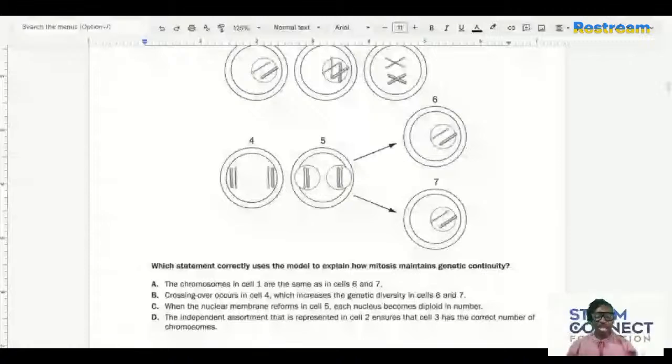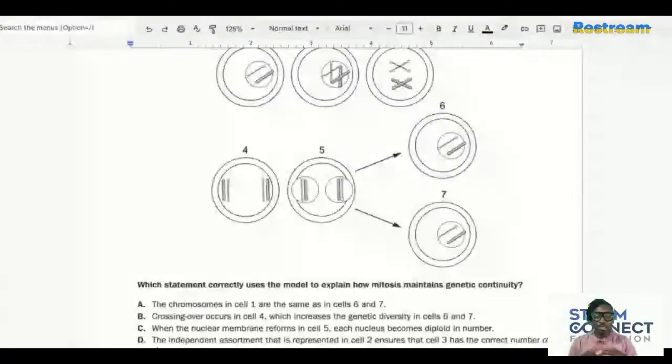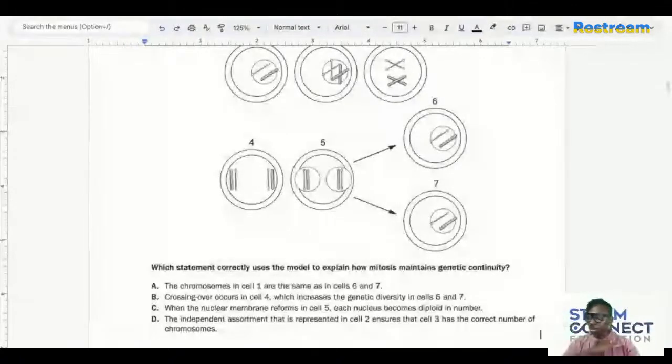Okay. So when you look at B, when you say crossing over and you see the word diversity, you don't want to see that in mitosis. You will not have any diversity in mitosis. So when you saw those two words, you should have been like, not the answer.